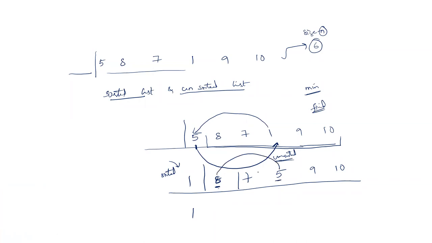Therefore, swap the first element with this. So now 1, 5, and this will become 7, 8, 9, 10. Now this is the sorted list, this is the unsorted list. From the unsorted list, again take the first element and compare with the remaining elements. This is the minimum element. No swapping is done. Next, no swapping is done. After that, take the first element, compare with the remaining elements. No swapping is done.